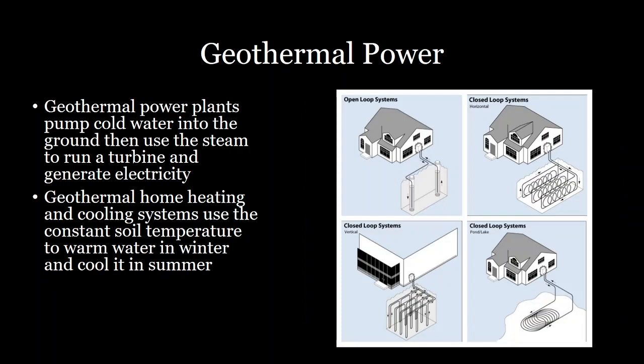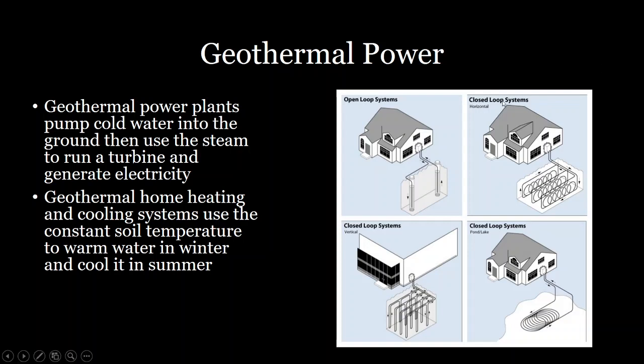So these don't necessarily have to be large geothermal power plants. Instead, the majority of geothermal power goes to heating individual homes. You can see here that there's multiple different types of geothermal home heating systems. And they use the fact that the soil temperature tends to stay fairly constant throughout the year. As a result, the soil tends to be cooler than the air in the summer and warmer than the air in the winter. And you can use that fact in order to keep your home at a comfortable temperature.